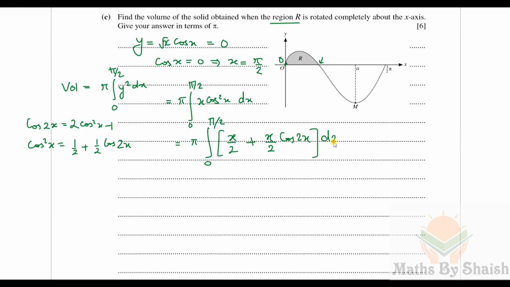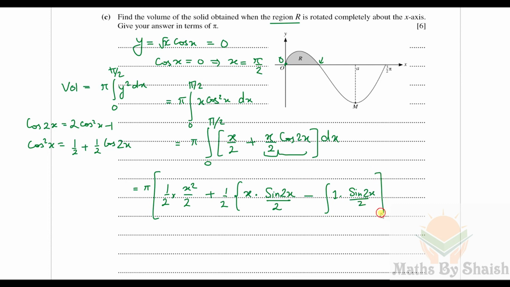Now let's integrate this. I'll write pi outside. Then the integration of x by 2 is 1 upon 2 into x square by 2, plus for the integration of the other term we use integration by parts, with 1 by 2 outside and x as the first function. So x into the integral of the second function cos 2x, which is sin 2x divided by 2, minus the integral of the derivative of x, that is 1, into the integral of this, that is sin 2x over 2, and we will put the limits afterward from 0 to pi by 2.